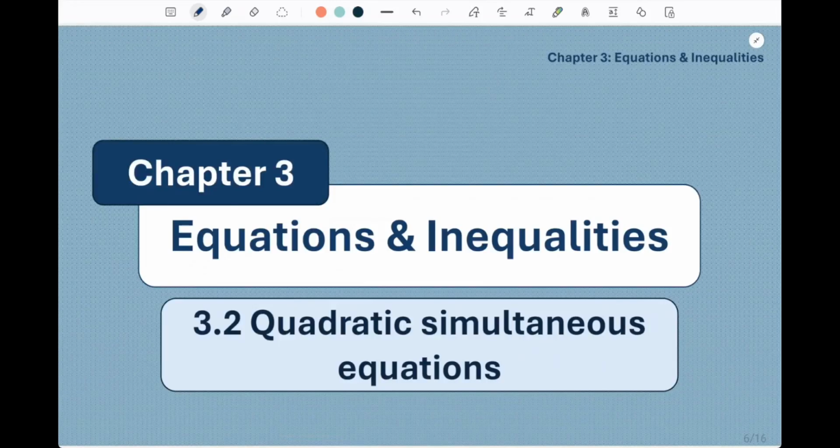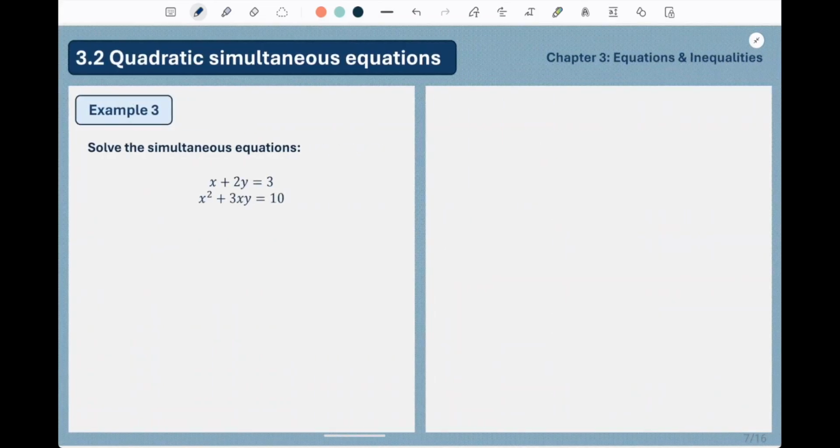Hello everyone, so today we're going to solve some quadratic simultaneous equations. So we've done linear, the one where it is only x and y, and what's different in this one is that you have a quadratic term introduced. In this case it is x squared, but it's still something that we can do and easy to follow through.